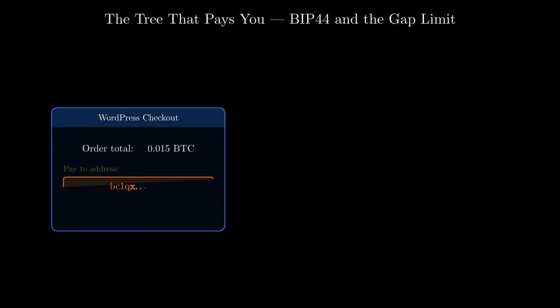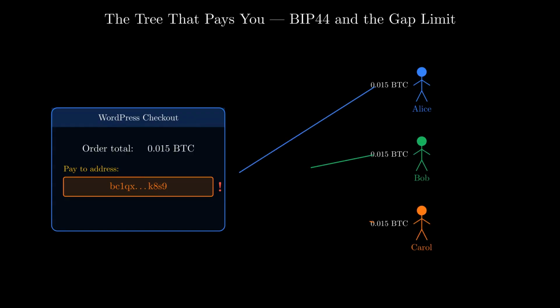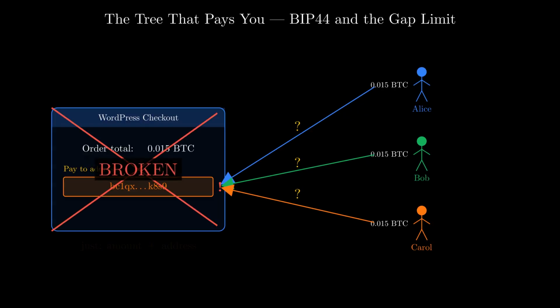Gabriel runs a WordPress store with one Bitcoin address pinned to checkout. 3 customers pay the same amount within an hour. Which order matches which payment? A Bitcoin transaction carries no invoice field, just an amount and an address. His single address store just broke.